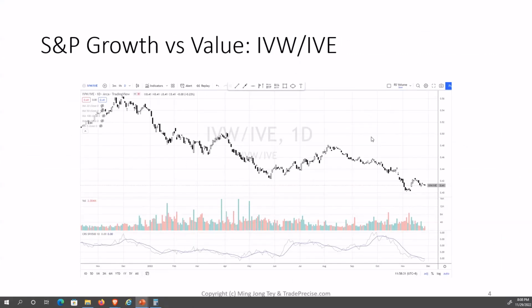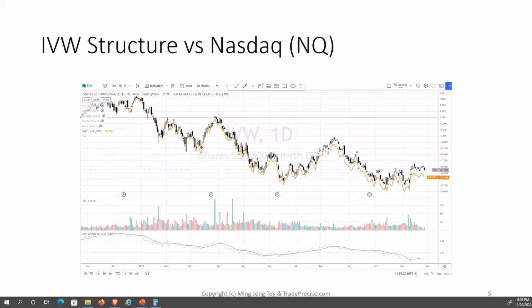And if we just go back to the slides and take a look at the next one. From this chart, this is IVW, which is the growth ETF, and I also compare it to the Nasdaq 100, Nasdaq NQ. That's shown in this orange line, which is the Nasdaq 100, and the candlestick chart represents the IVW. You can definitely tell from here the structure is almost the same, but there's a slight difference right here. For example, IVW so far for this year is minus 21% versus Nasdaq at minus 24%, since November until today. So this is close enough. I would say it pretty much mimics the Nasdaq, so this is like a representation of the Nasdaq.